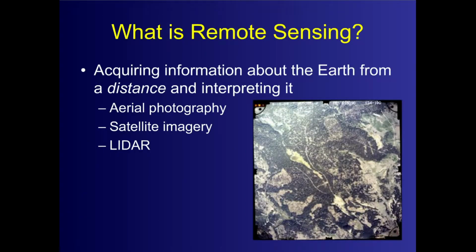So, remote sensing. In its most basic form, you can think of remote sensing as simply acquiring information about the Earth from a distance and interpreting that information. A basic form of remote sensing is aerial photography and photo interpretation. However, we typically think of remote sensing more in terms of satellite imagery and digital aerial photography and the image processing that's associated with that.